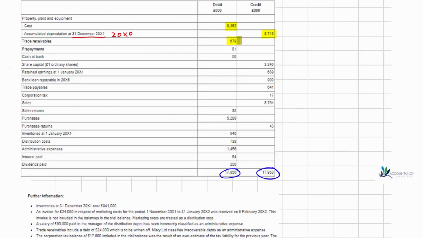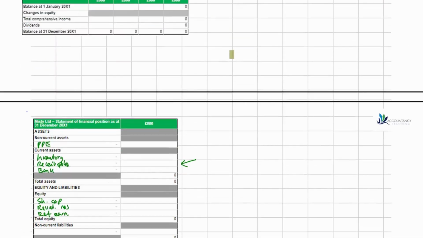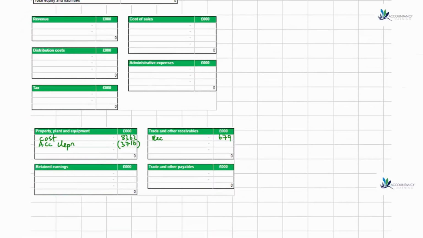Then we have prepayments of 81. Well, normally prepayments aren't particularly material, so they would be aggregated with trade receivables. So let's put that into the same working. So we've got our prepayments, and that's 81.